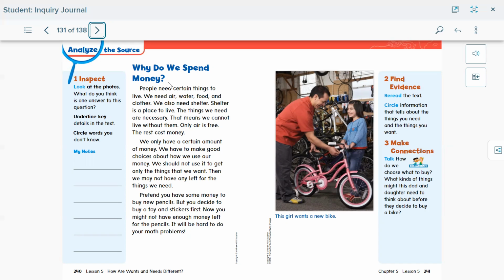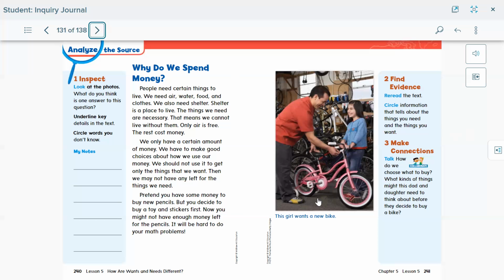Pretend you have some money to buy new pencils, but you decided to buy a toy and stickers first. Now you might not have enough money left for the pencils, and it will be hard to do your math problems. So when you have some money and you go to the store, and you're thinking, I need this, but, oh, I would like to have that. Look at the money you have. You need to buy the thing that is important for you. As an example, you need to buy the crayons or the pencils that you need to do your work, like, for example, the math problems. So it's not the time to buy toys.